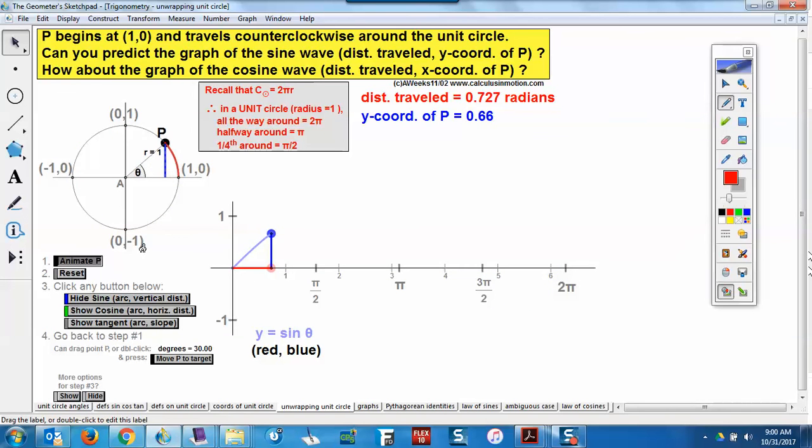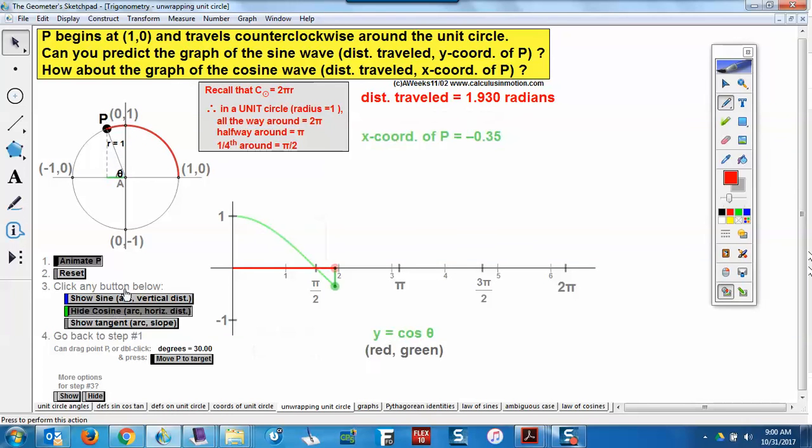So what do we get? See how it's getting bigger, bigger, bigger? Now it's 1, now it's getting littler, and now it's down at 0, and now it's negative and getting bigger, negative, and now it's -1, and now it's getting littler. That's why the sine graph looks like it does, because sine is the y value.